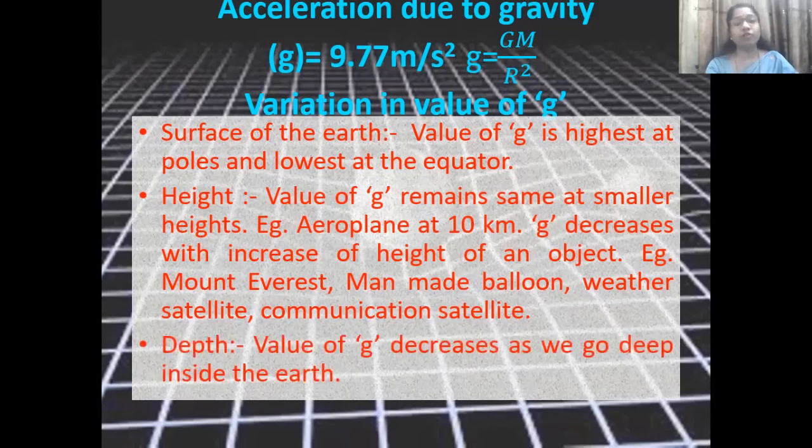What happens to the value of g deep inside the Earth? The value of g decreases as we go deep inside the Earth. So you can see the value of g is varying in these three instances.